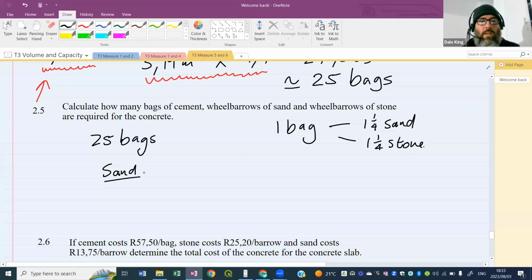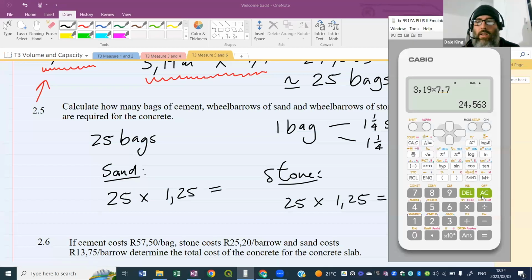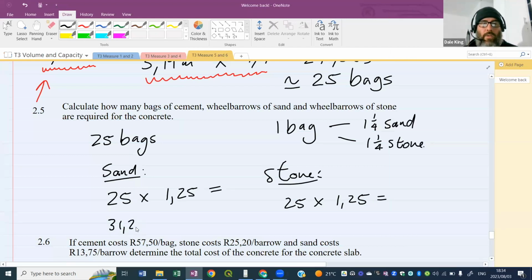Check your answers when we do this. All right, we need 25 times 1¼. 1¼, you guys all know, is 1,25. And then for the stone, I need to do the same thing. 25 times 1,25. And you guys are getting answers there already. So 25 times 1.25 equals 31,25 wheelbarrows. I think we should round that up to 32.